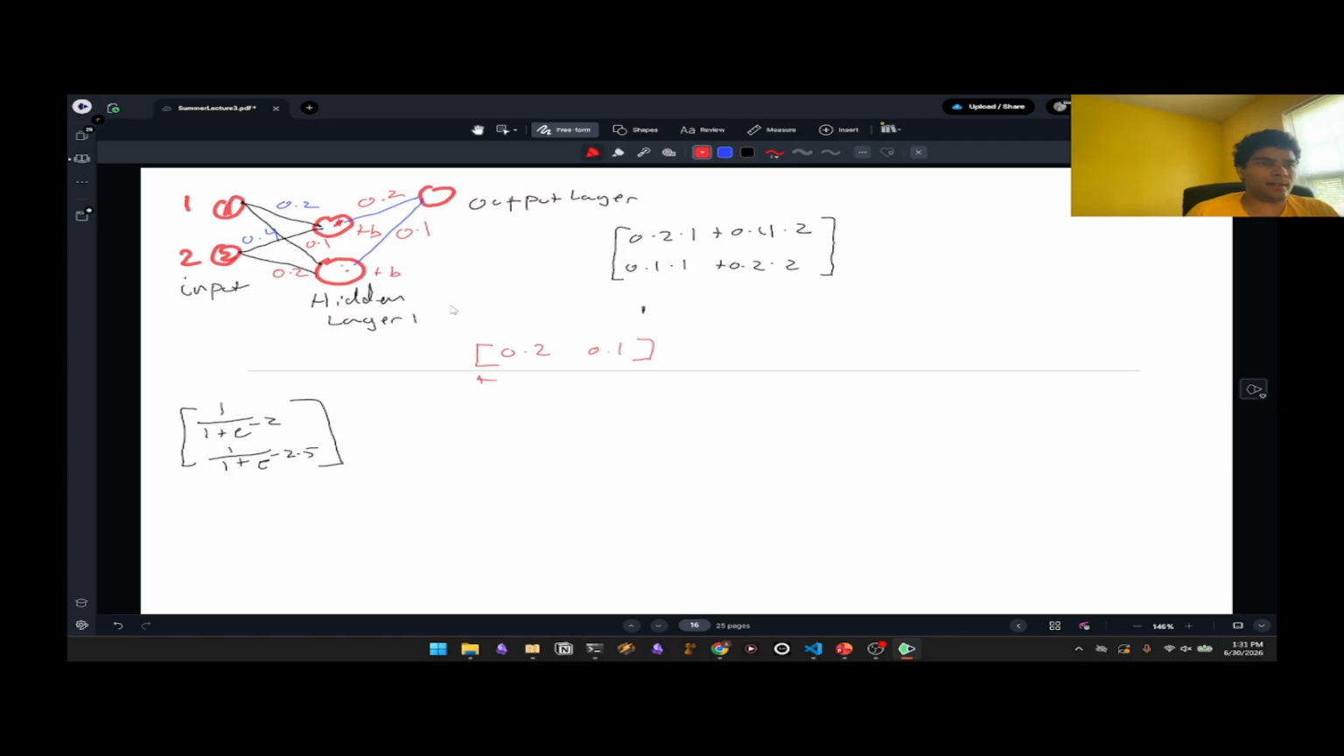So again, and then our bias, I don't know necessarily if that layer has a bias. It can. I think it does. Okay, so what we're going to do is 0.2, 0.1, which is our weights, and we're going to multiply by 1 over 1 plus e to the negative 2, 1 over 1 plus e to the negative 2.5.